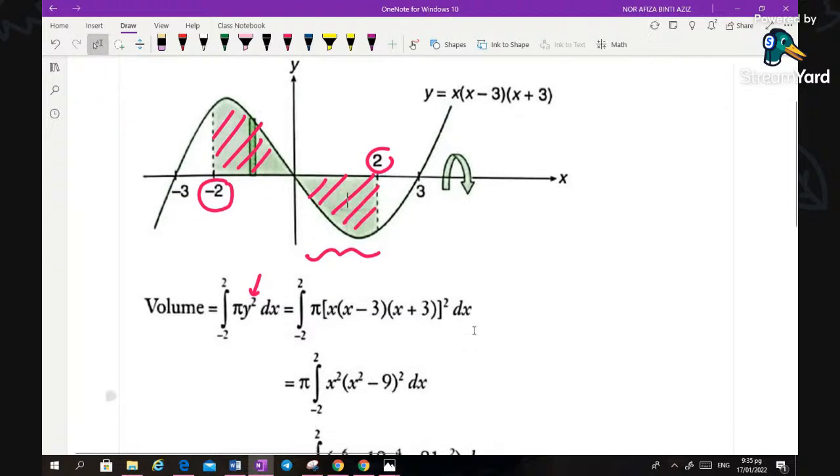Okay, so harap awak take note lah. Sama lah juga dengan about y-axis. So dia tak perlu kira kanan kiri, tak perlu absolute dah untuk kira volume. Okay, because the formula itself has square.